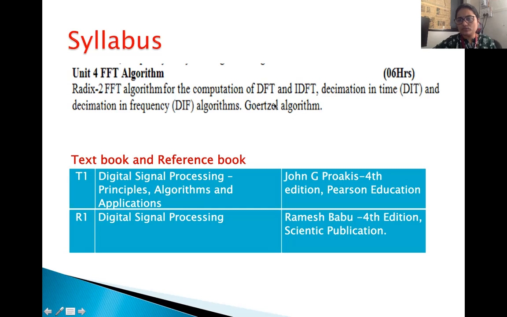And finally, we will go through the Goertzel algorithm. It takes 6 hours to complete the entire contents of this chapter. The textbooks that will be helpful for understanding this FFT algorithm are Digital Signal Processing by John G. Proakis and Digital Signal Processing by Ramesh Babu. These are the two books which cover the contents mentioned in the syllabus.